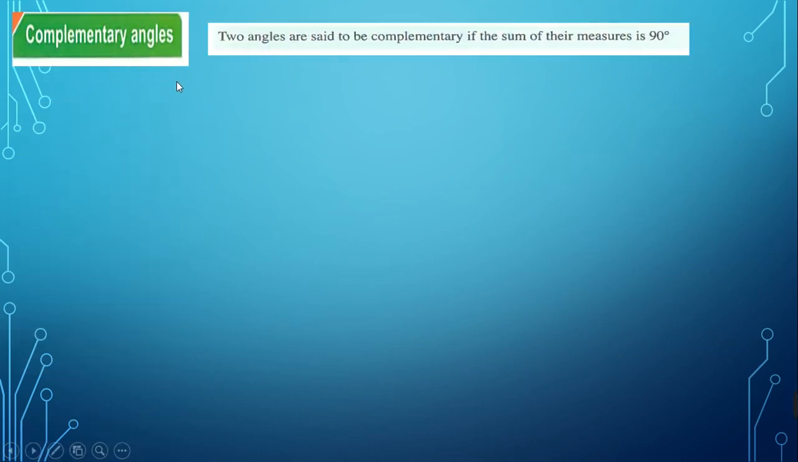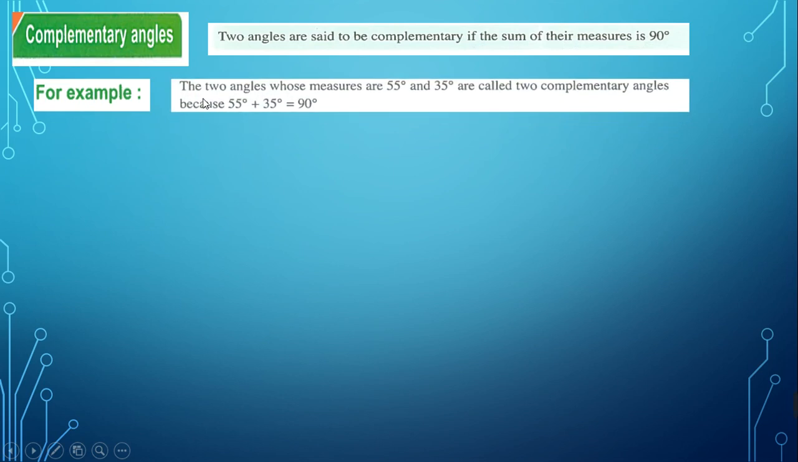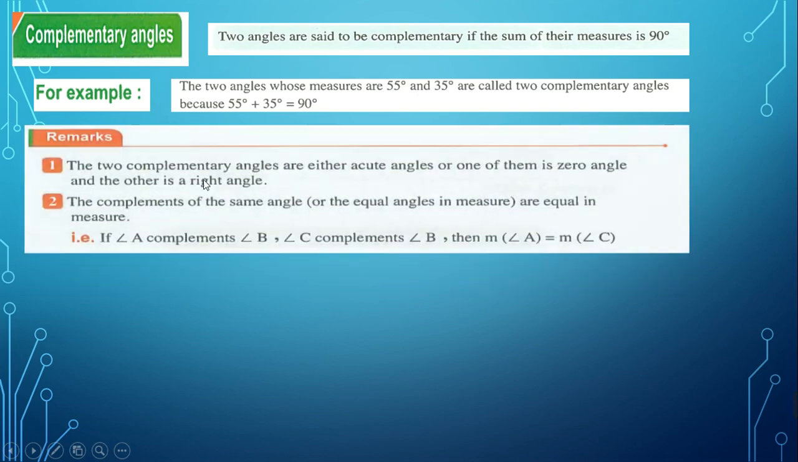Complementary angles. Two angles are said to be complementary if the sum of their measures is 90. For example, the two angles whose measures are 55 and 35 are called two complementary angles because 55 plus 35 equals 90. لازم يكون السم بتاعهم equal 90.